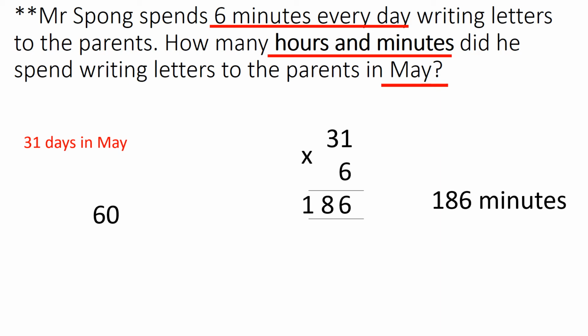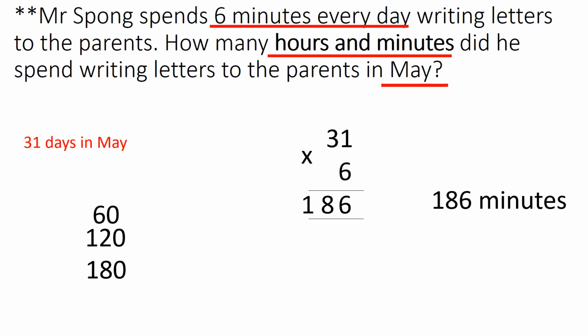So if I know my 6 times tables, I also know my 60 times tables because it's just 10 times bigger. So if I were to count up in 60s, I would have 60, 120, 180. I can see that 180 is very close to 186, so it's only 6 minutes less than what we need.